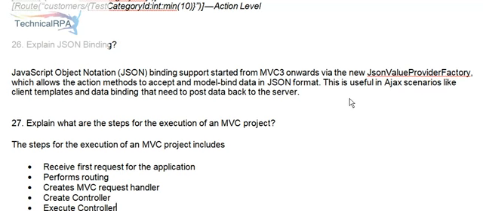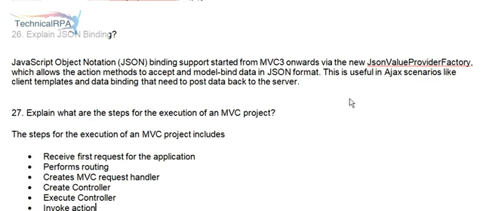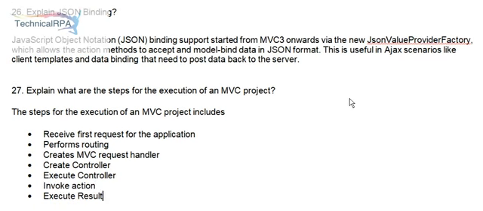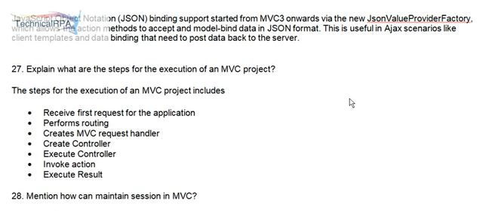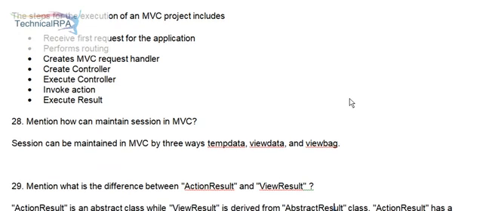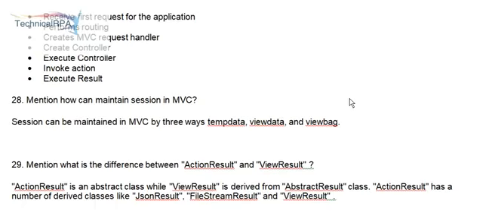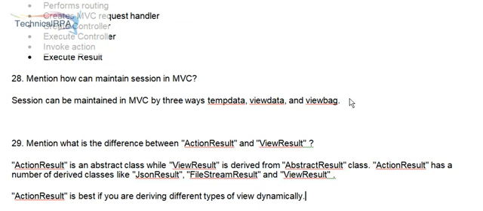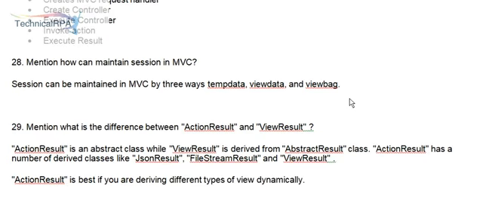27. Explain what are the steps for the execution of an MVC project. The steps for the execution of an MVC project include: receive first request for the application, perform routing, create MVC request handler, create controller, execute controller, invoke action, execute result. 28. Mention how you can maintain session in MVC. Session can be maintained in MVC in three ways: temp data, view data, and view bag.